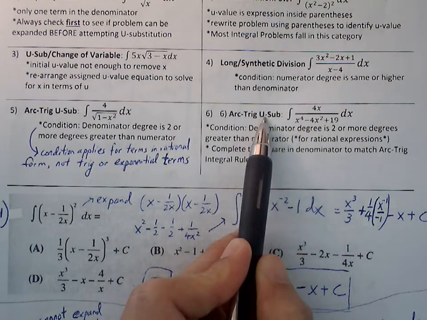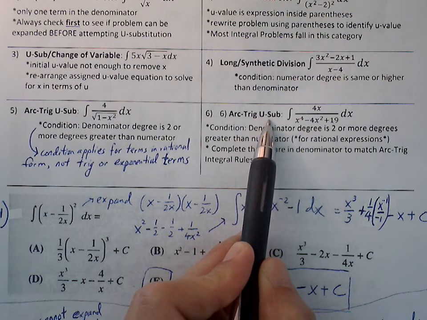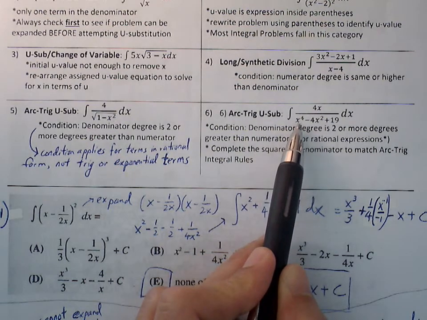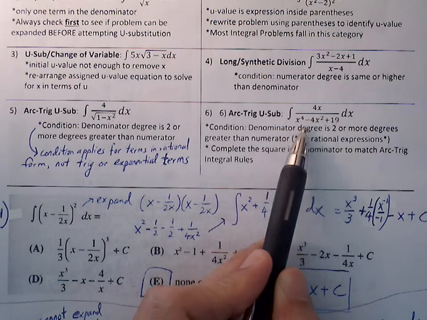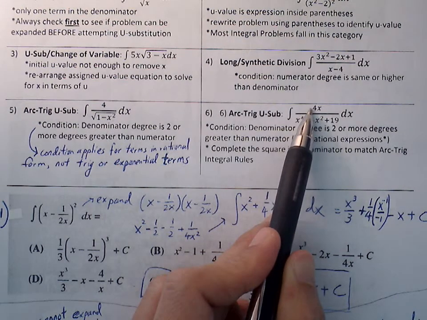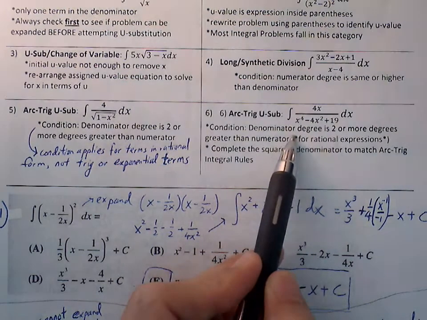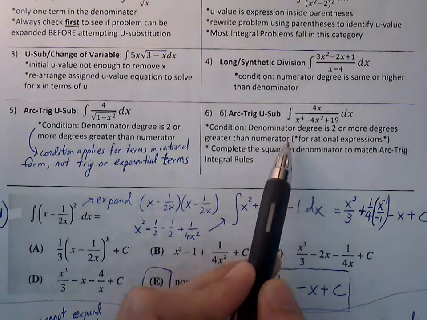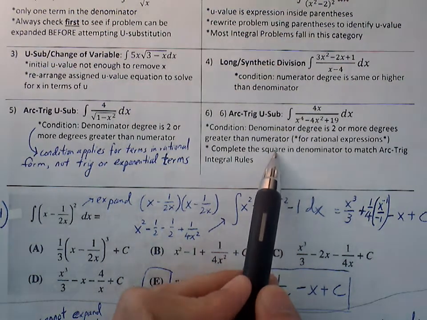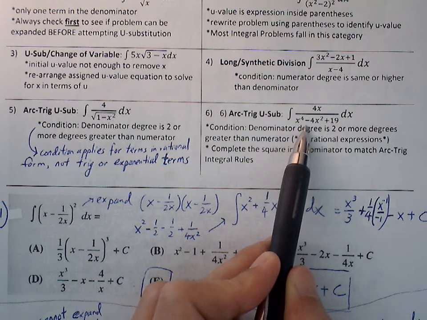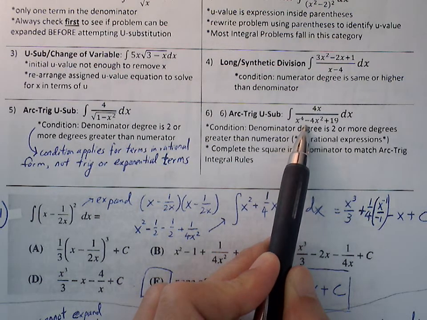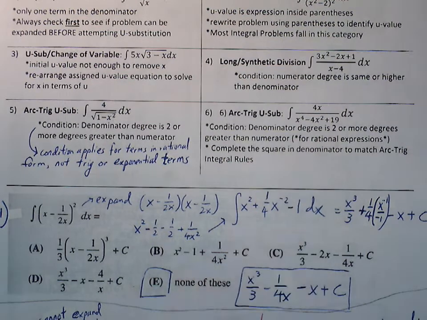We have another variation of arc-trig u sub where the degree of the denominator is 2, or where the variable in the denominator has a degree that is 2 more than what's in the numerator. But this is one that requires completing the square, and we'll see an example of that where we are going to use our trig, but it's not quite set up for us to move forward with u substitution. So we'll see one of those.